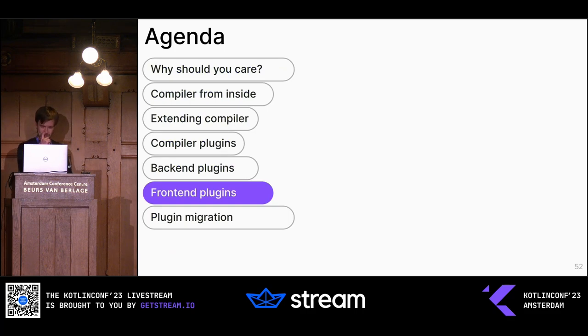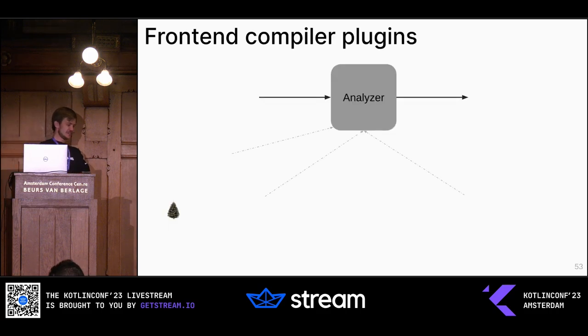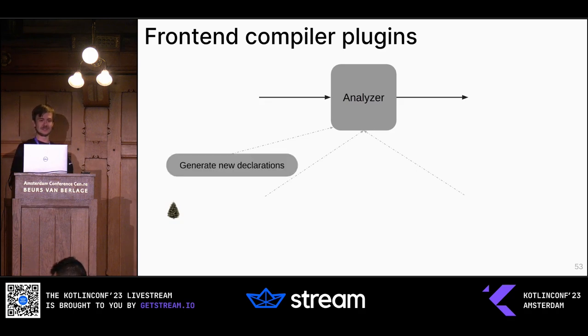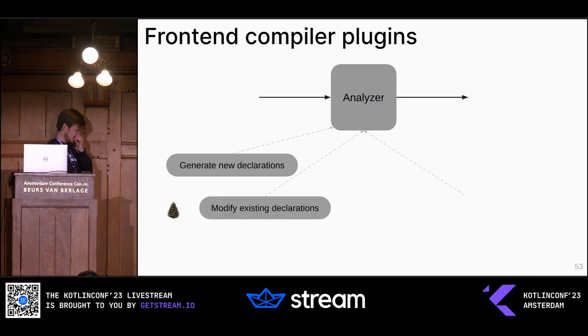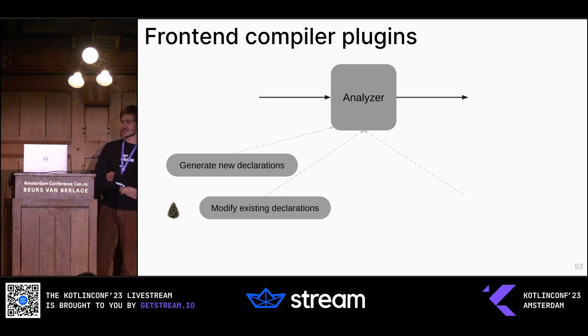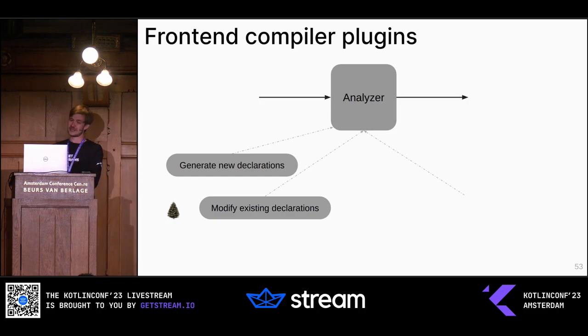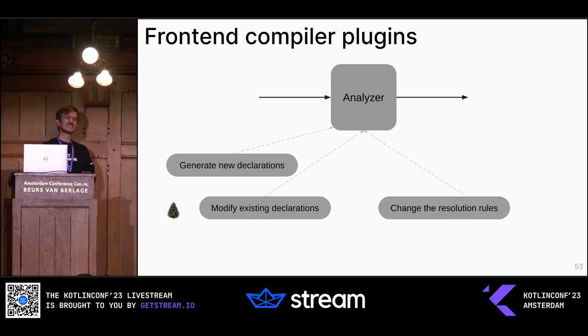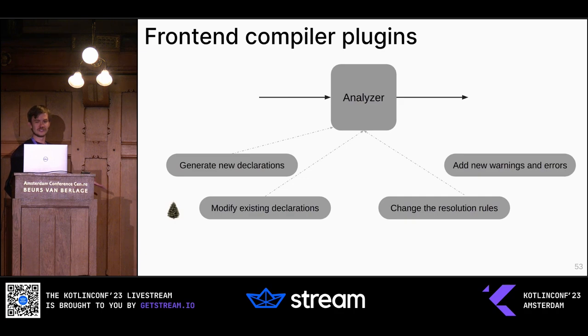Well, about front-end plugins. They are more complex. They can do different things, but they are limited. Well, we can generate new declarations without limits, but it can also be performed with KSP, so maybe it's not so important. We can modify existing declarations, for example, by adding class members or by changing declaration modifiers. We can change some, well, only some resolution rules. And on the side, we can add new warnings and errors.